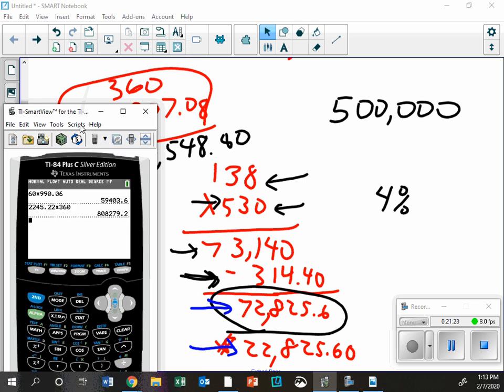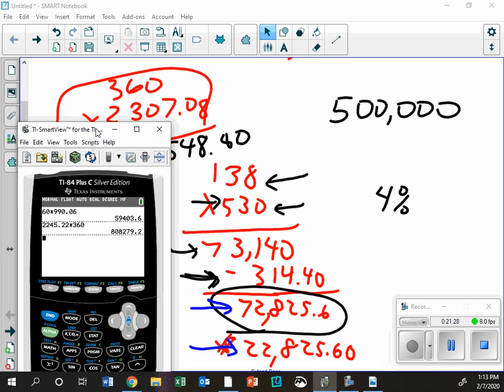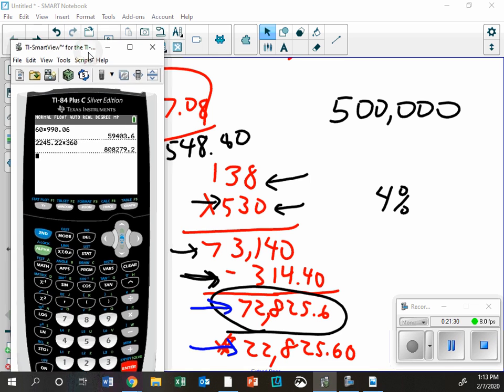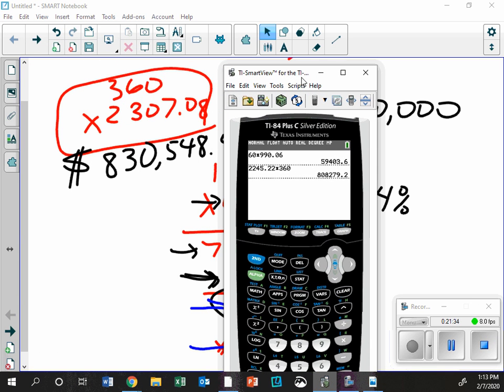$808,000 instead of $830,000. That's a decent amount of money difference. $22,000? Is that right? It's about $22,000. That's like a car, all because you refinanced your house and got a 0.5% lower rate.